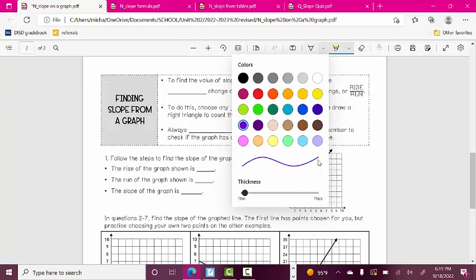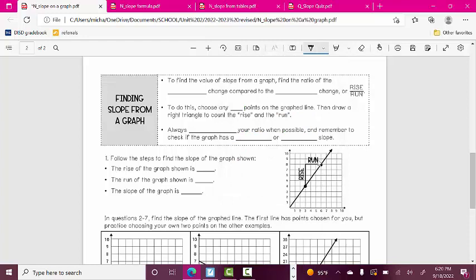So some more pro tips on finding slope from a graph. To find the value of slope from a graph, find the ratio of the vertical change compared to the horizontal change, or rise over run. Rise would be your vertical change, that's your change in y, and run would be your horizontal change, that's your change in x. To do this, we're going to choose any 2 points on a graphed line, and then we're going to draw a right triangle with those 2 points to count the rise and the run.